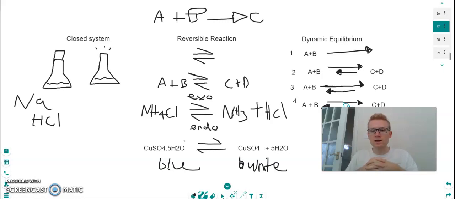Okay, and dynamic equilibrium is just a reversible reaction in a closed system. So the reactants cannot react with anything else, they're just reacting with each other, and they form what's called an equilibrium, or dynamic equilibrium.